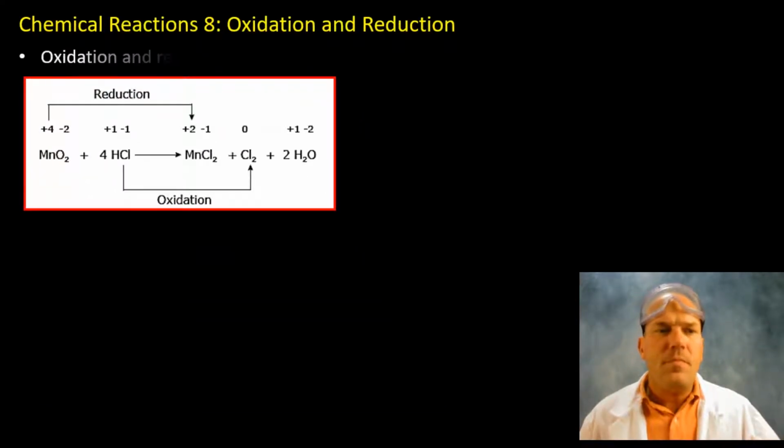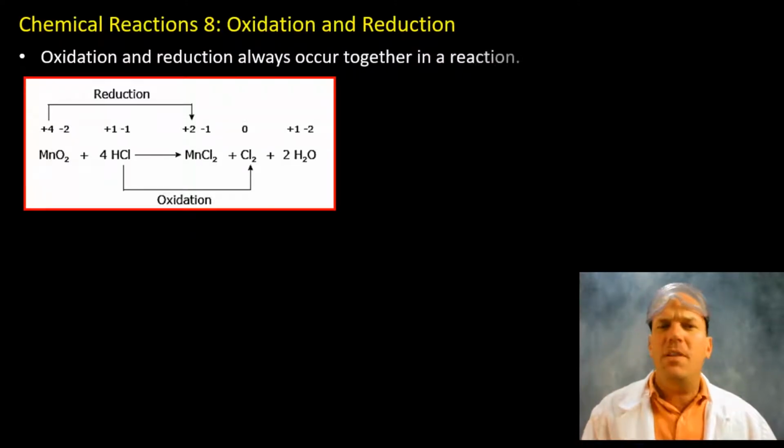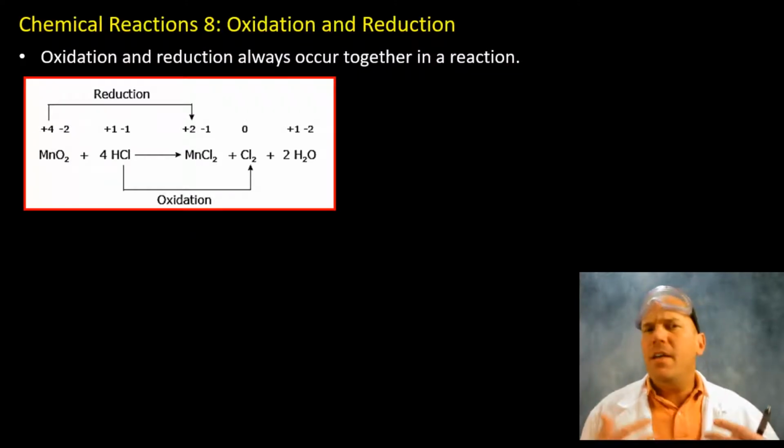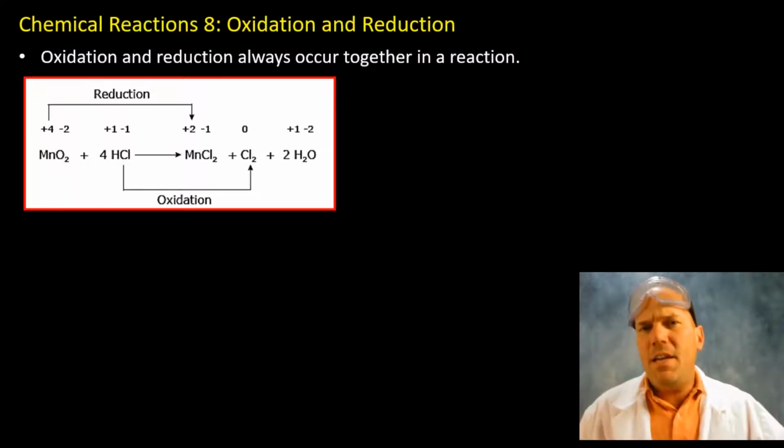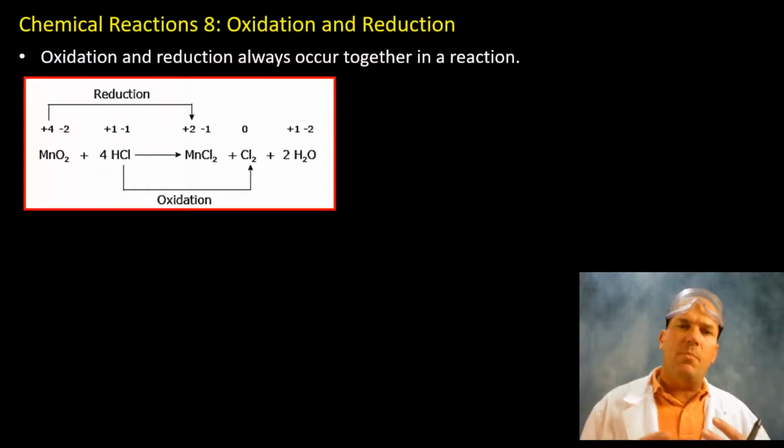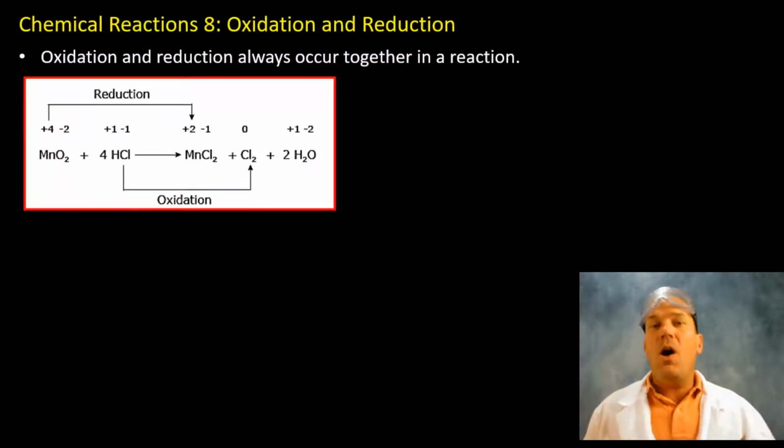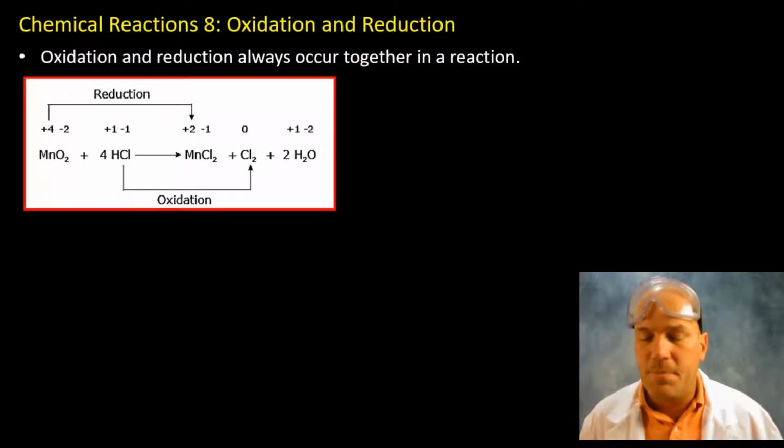Now, oxidation and reduction occur together. They occur at the same time. So the number of electrons gained by one species is equal to the number of electrons lost by another species.